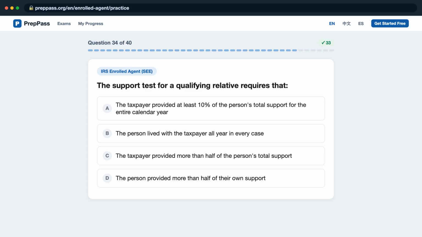Question 34. The support test for a qualifying relative requires that, is it A, the taxpayer provided at least 10% of the person's total support for the entire calendar year? B, the person lived with the taxpayer all year in every case? C, the taxpayer provided more than half of the person's total support? D, the person provided more than half of their own support?